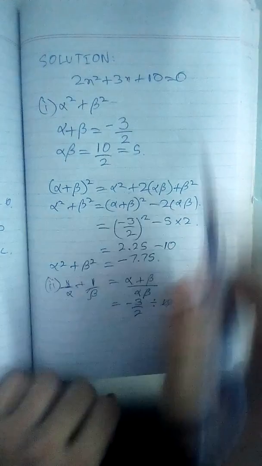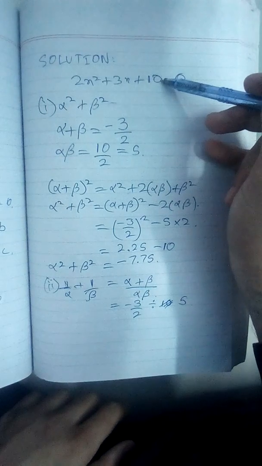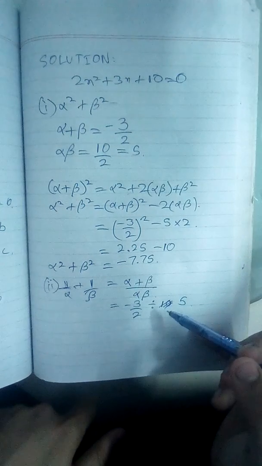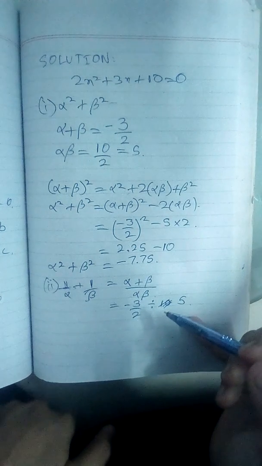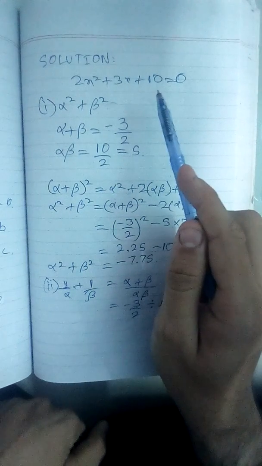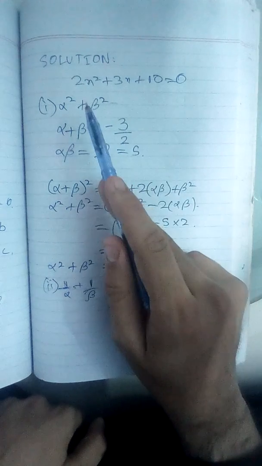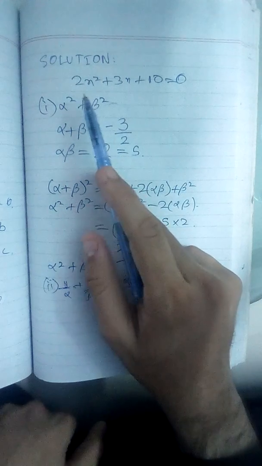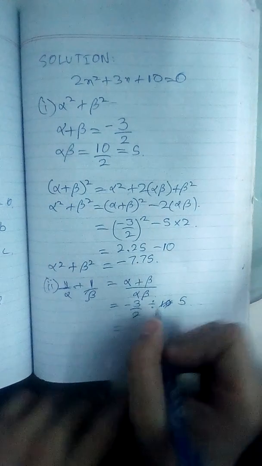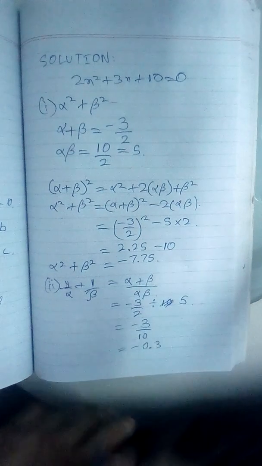Now that's a common mistake students perform. The students take the product of the roots to be 10, as I had taken here by mistake. They take this product of roots to be exactly equal to 10, but it's not equal to 10, it's 10 upon 2. That's the common mistake students perform in their examinations. So we have, as a result of this, minus 3 over 10, that is equal to minus 0.3.